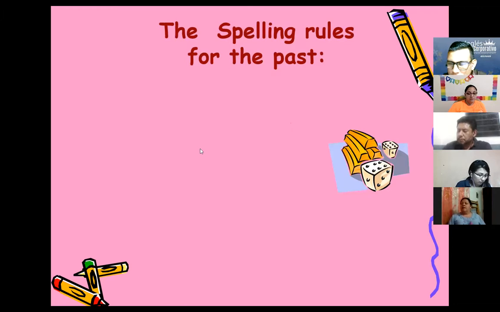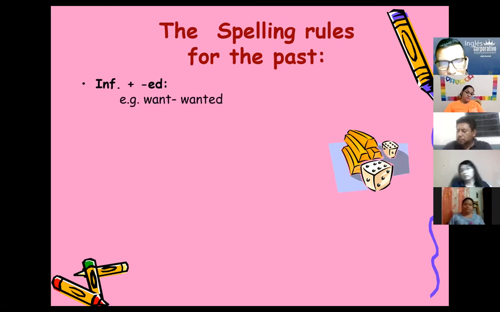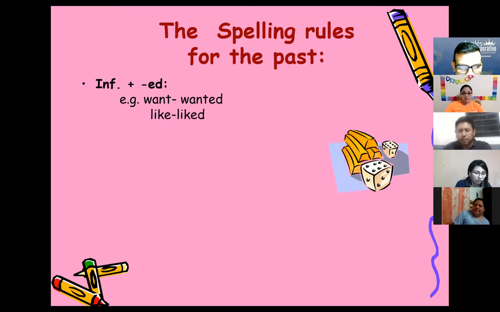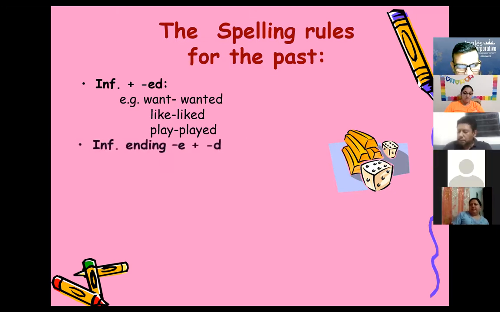Vamos a recordar un poco sobre las reglas de escritura de los verbos regulares. Por ejemplo, como en la mayoría de casos, vamos a agregar ed al final del verbo. Por ejemplo, want, el pasado es wanted. Wanted. Ok, like, como ya tiene e, únicamente vamos a agregar d. Entonces vamos a decir liked. Liked. Para decir su forma pasada. En el caso de play, tenemos played. Played. Ok.